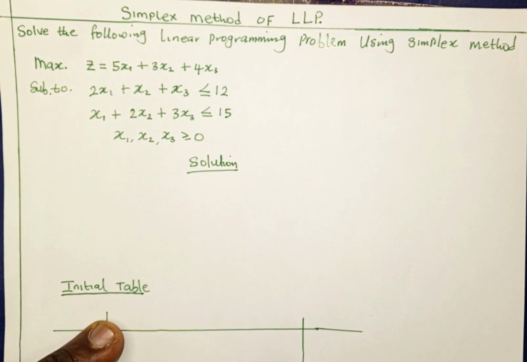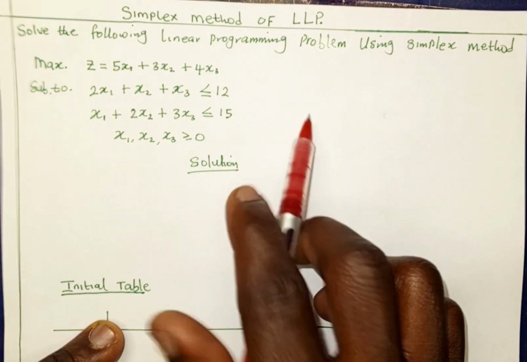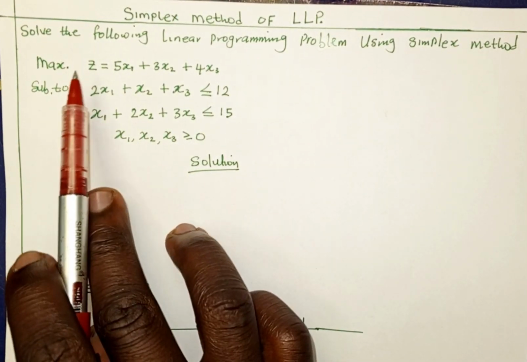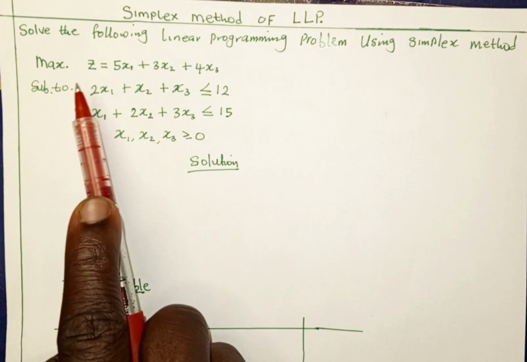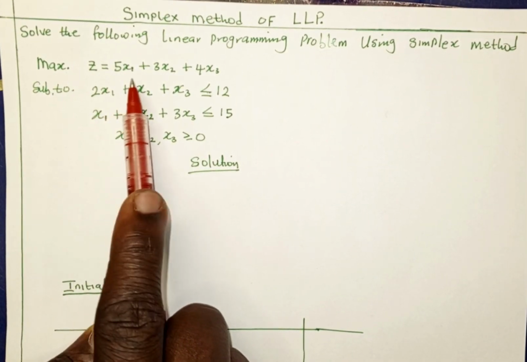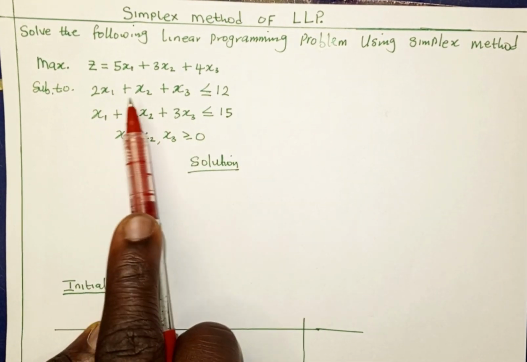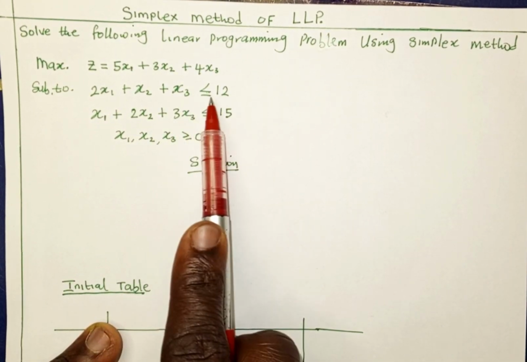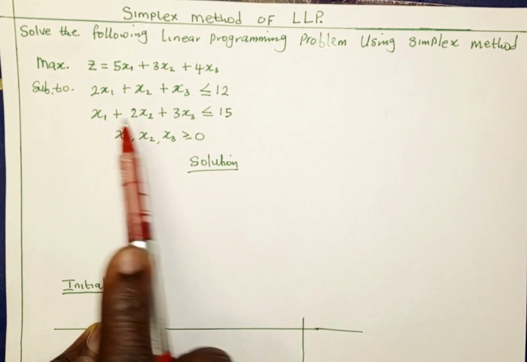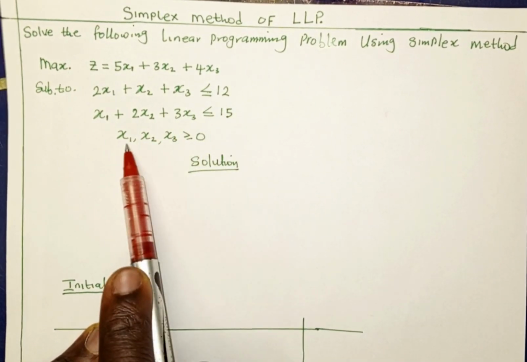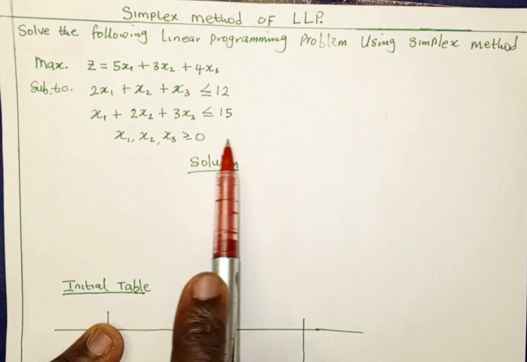In today's tutorial, we're going to solve this linear programming problem using the Simplex method. In the given problem, we are asked to maximize the objective function z equal to 5x1 plus 3x2 plus 4x3, subject to 2x1 plus x2 plus x3 less than or equal to 12, then x1 plus 2x2 plus 3x3 less than or equal to 15, and x1, x2, x3 greater than or equal to 0.